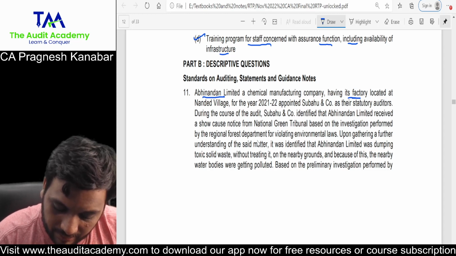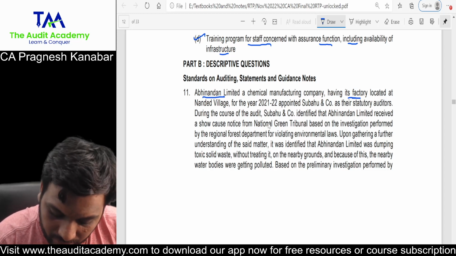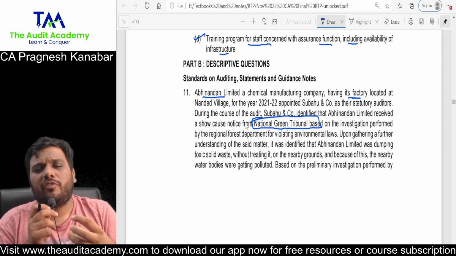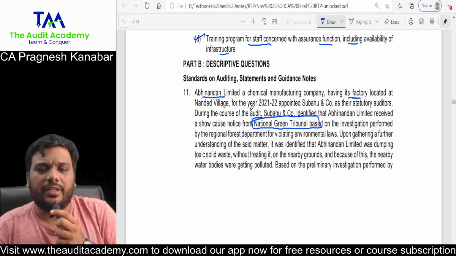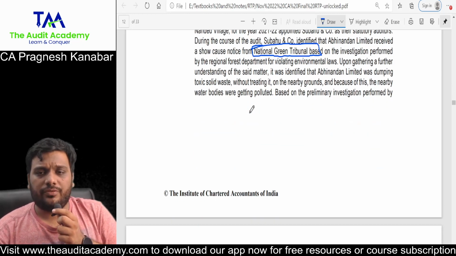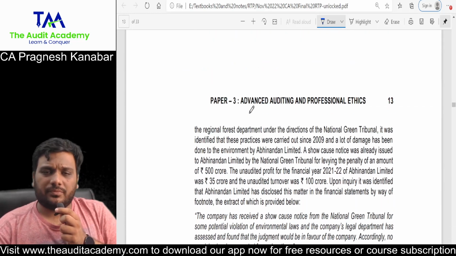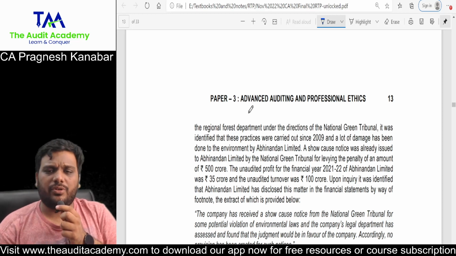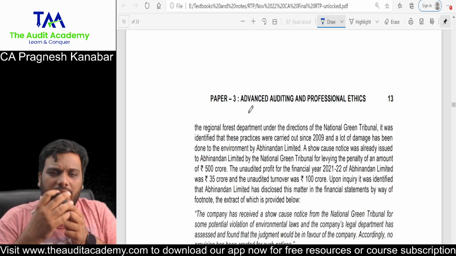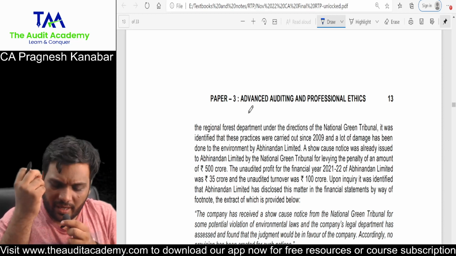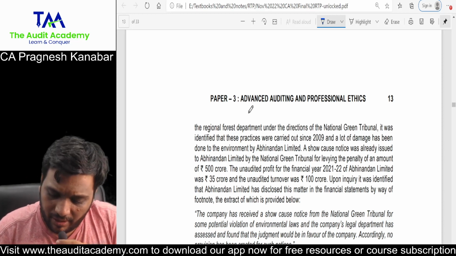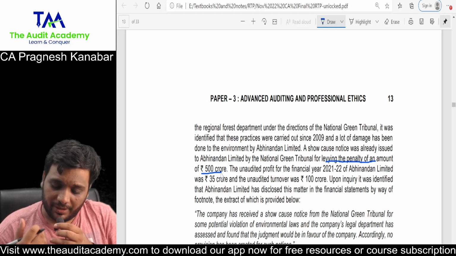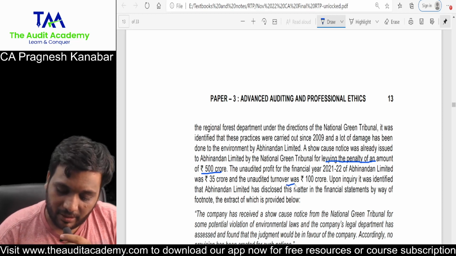All right, and the auditors, when they were going through, understood that the company has received a notice from the National Green Tribunal. Lots of pollution laws have been violated by the company. For that, the company has received a show cause notice from the Pollution Control Board, and the tribunal's preliminary investigation has concluded that there will be a heavy penalty for this. The damages need to be corrected, and they are considering a penalty of rupees 500 crores. And if you see, it is much beyond the profit and the turnover of that company.